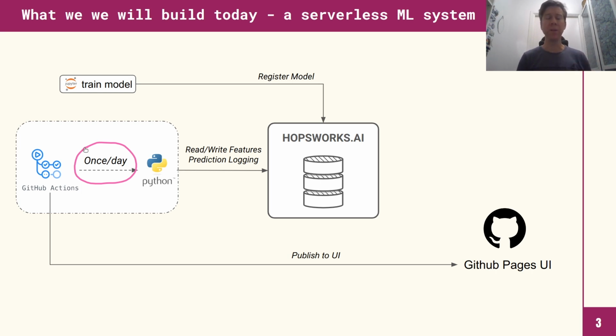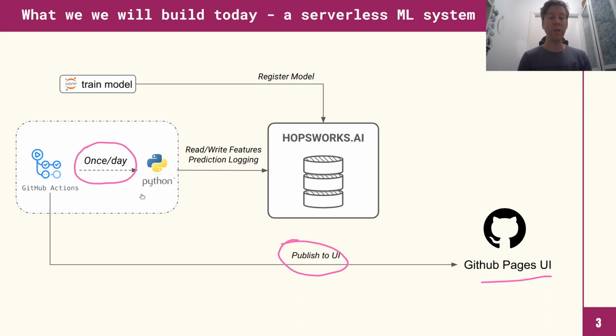And we're going to have a model that's going to predict what type of iris flower it is. And we're going to publish in a user interface based on GitHub pages the flower that was predicted, the actual flower that was there, and we're going to show some statistics of the accuracy of that model over time. So it's a very simple predictive service that we're going to build based on the iris flower dataset.